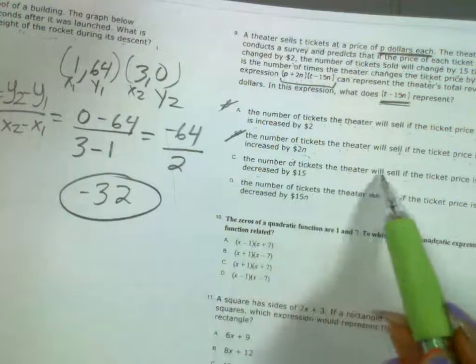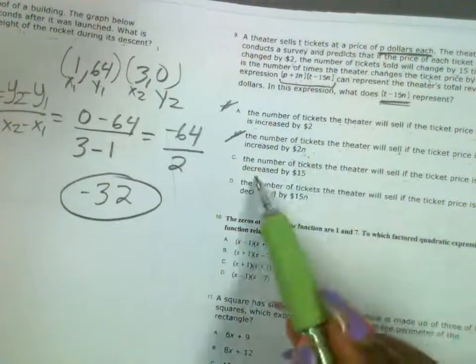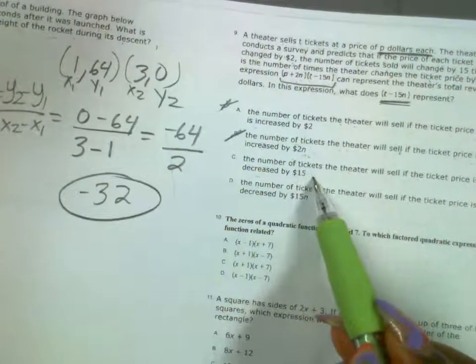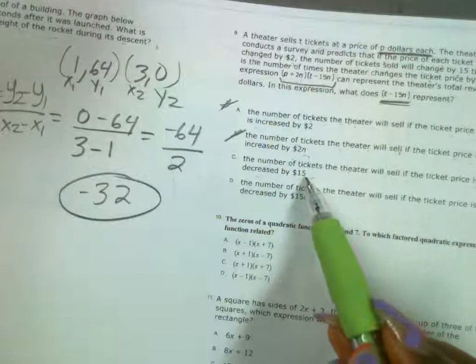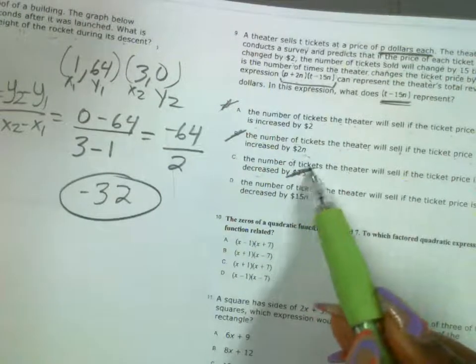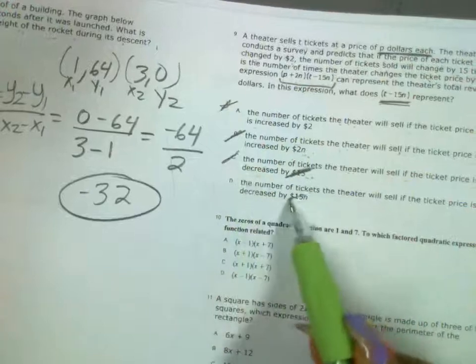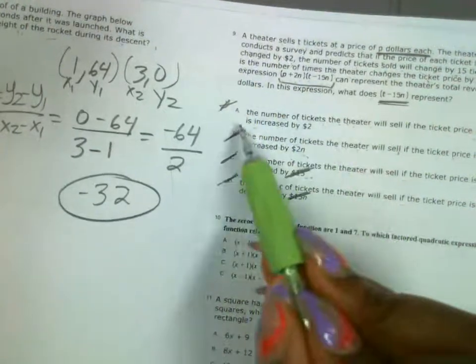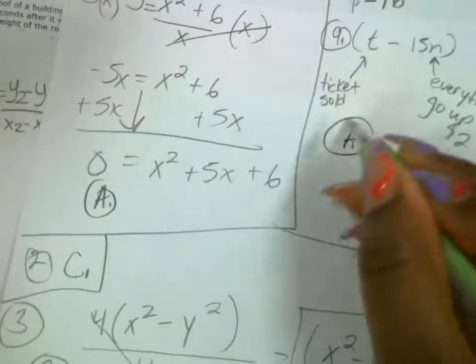The number of tickets the theater will sell if the ticket price is decreased by $15. No, it doesn't represent $15, okay? This doesn't represent $15, and it doesn't represent no. So the best answer is going to be A. So here for number 9 is A.